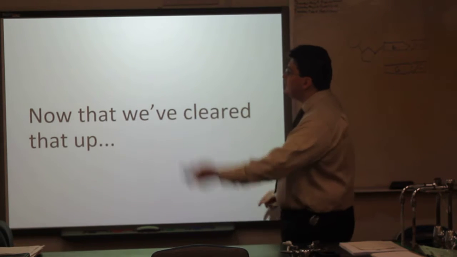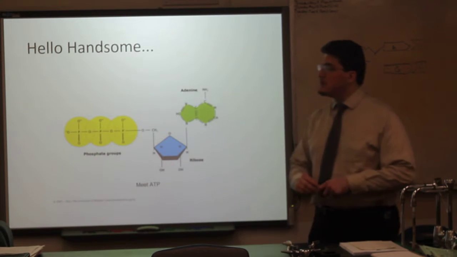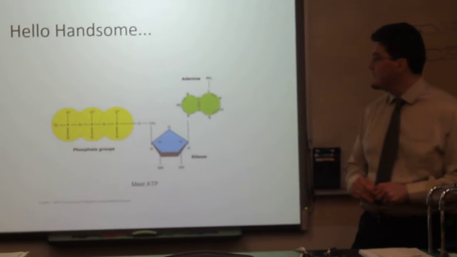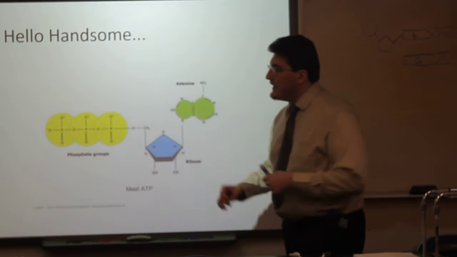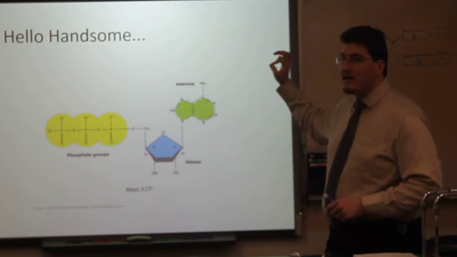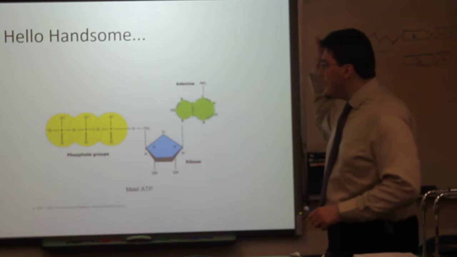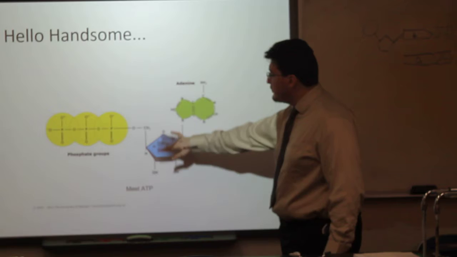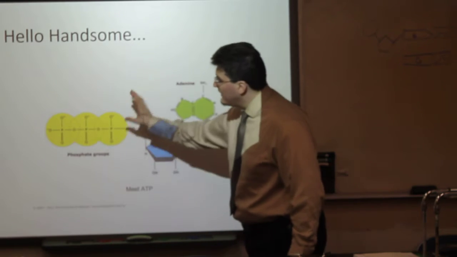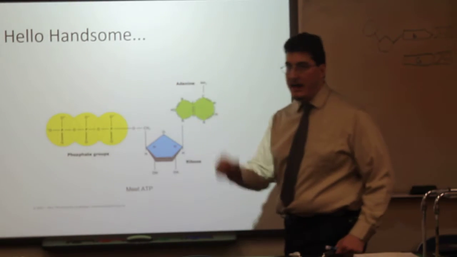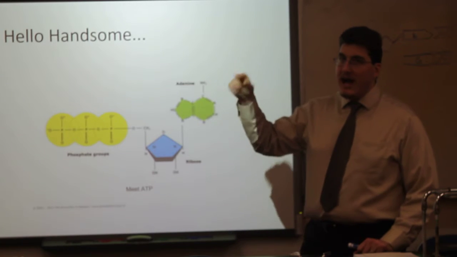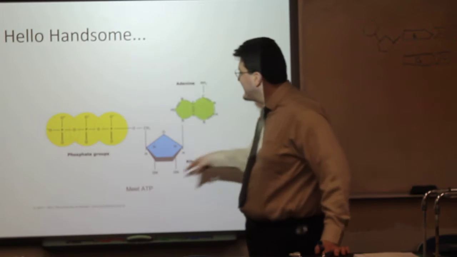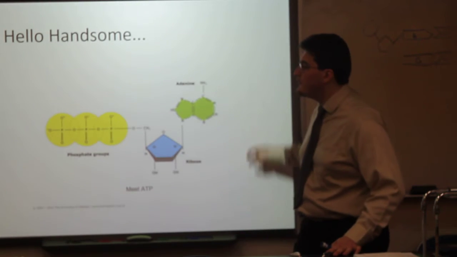So, now that we've cleared that up, I would like to introduce you to a very handsome molecule known as ATP, my good friend. So, ATP is adenosine triphosphate. Adenosine, adenine plus ribose. Triphosphate, 1, 2, 3, tri. Mono, di, tri. Phosphate groups. So there are 3 phosphate groups and adenosine, adenine plus ribose.